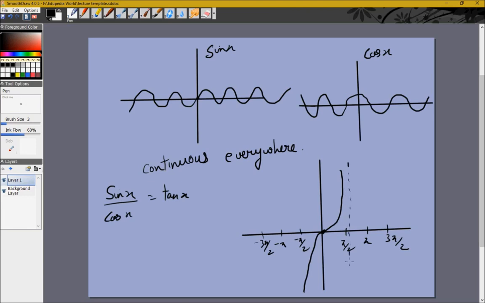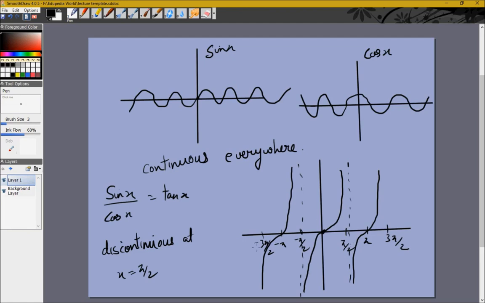Now there are many other possible values as well. Between pi by 2 and 3 pi by 2, this is how the graph looks. Between minus 3 pi by 2 and minus pi by 2, this is how the graph looks. So we can see that tan x is discontinuous at x equal to pi by 2, because the left hand limit is positive infinity and the right hand limit is negative infinity. Not only that, it is not even defined at pi by 2, 3 pi by 2, minus pi by 2 and so on. So these are the points where tan x is discontinuous.